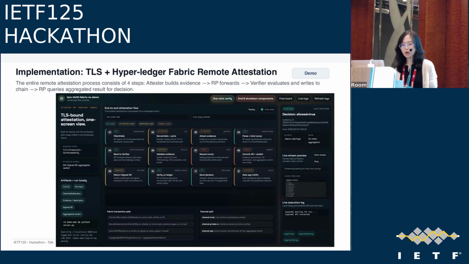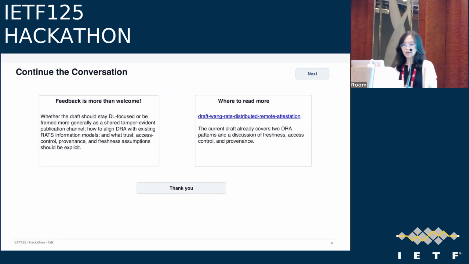We have also done our demo or hackathon developments through TLS attestation and Hyperledger Fabric. If you're interested, please go to the corner and we could show you the step-by-step whole process. Thank you. We are looking for collaborators and feedback.